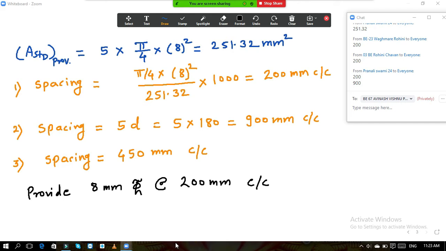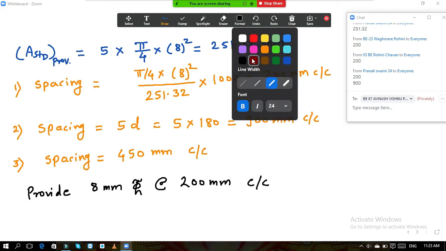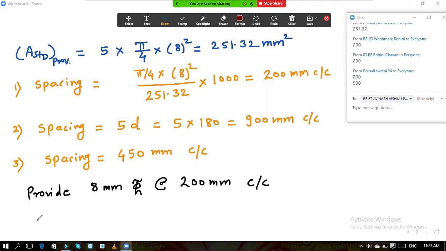So now after this, what is our next step? So we will calculate the development length. Now what development length is needed? So development length Ld is equal to phi sigma s divided by 4 tau bd. So we are doing the calculation of development length.